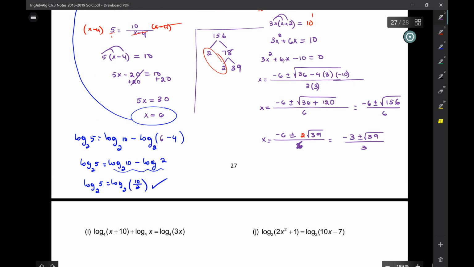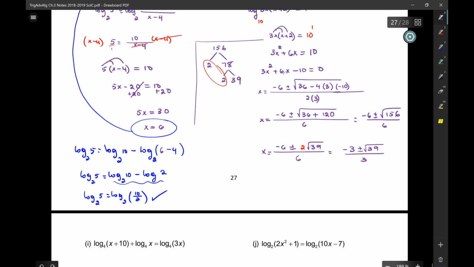Because you have a 6 here, a 2 here, and a 6 here, you can divide it all by 2. Now, here's the issue. We have to check this. I know it's a pain to check.